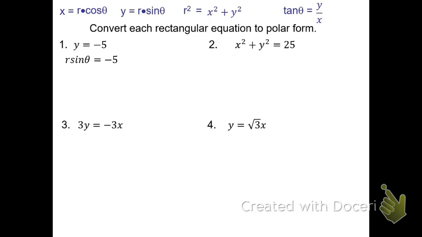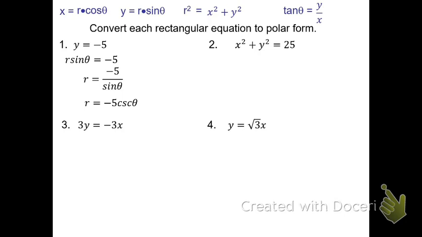Now, r sine theta equals -5, and typically in polar form we want to see the equation as r equals. To do this, we'll divide both sides by sine of theta. I would get r equals -5 over sine of theta. Thinking back to my experience with trig, I know that 1 over sine is really cosecant. So r equals -5 cosecant theta.